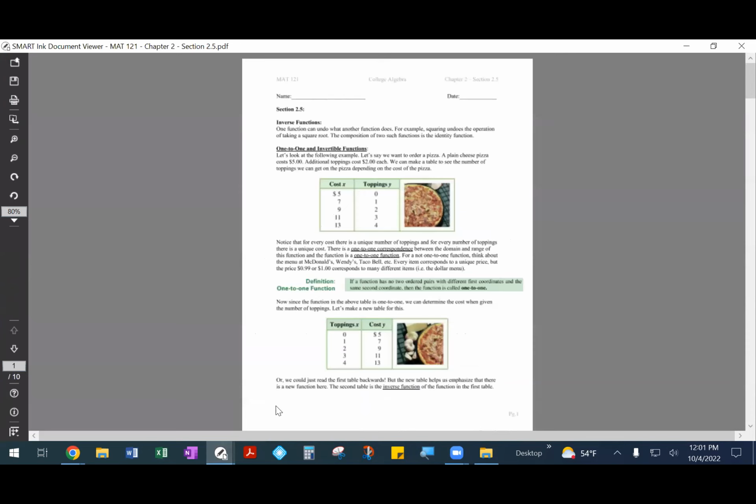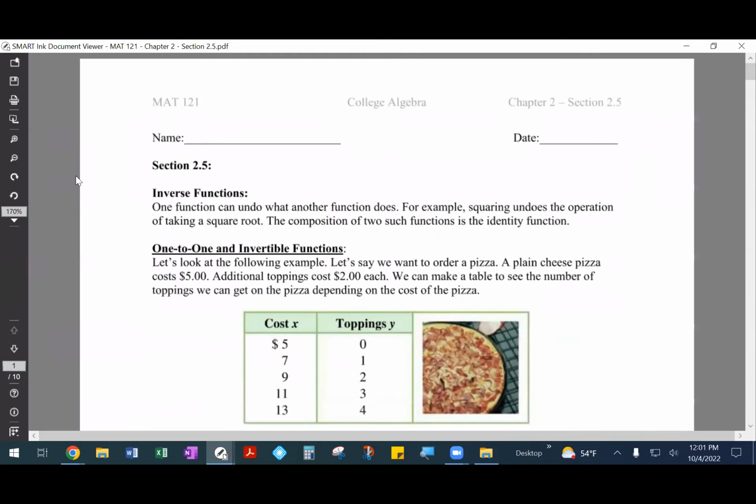All righty. Our last section in chapter 2 is 2.5. Now, in your D2L, you will see I have included section 2.6 also, but it's an optional section and we're not going to be working on it. In case you were interested in knowing about direct and inverse variation, that's what 2.6 is about. But you will have no homework and no exam questions from 2.6. So this is the last section we're doing in chapter 2.